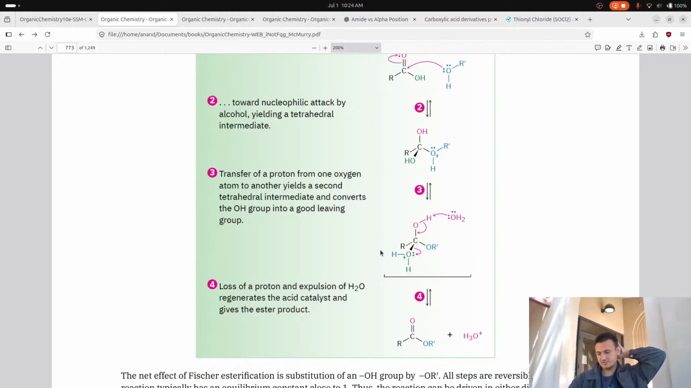So my question is, how does the proton transfer happen? And why doesn't, let's see, this is step 1, 2, 3.